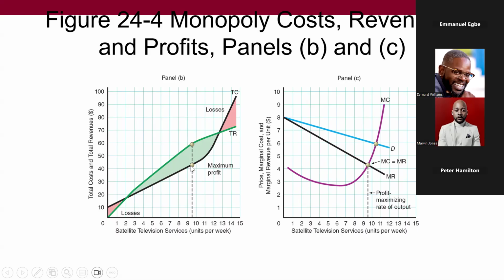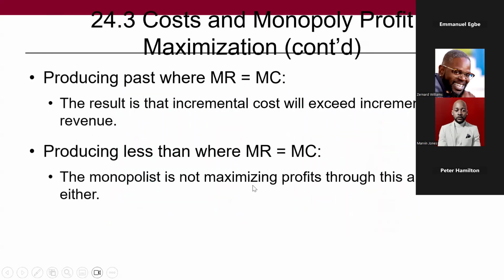where you can see the point of profit maximization of the monopolist.